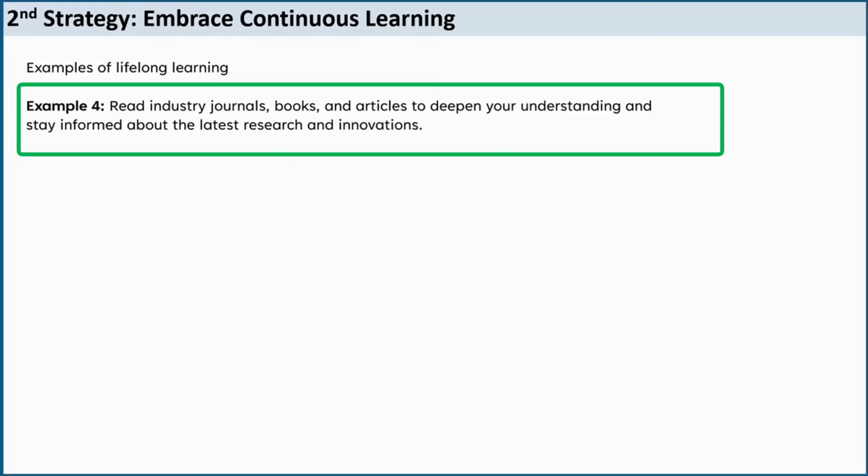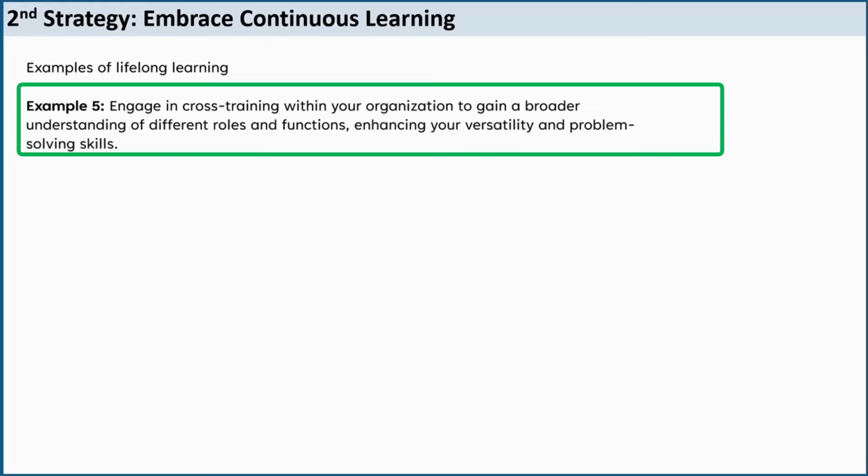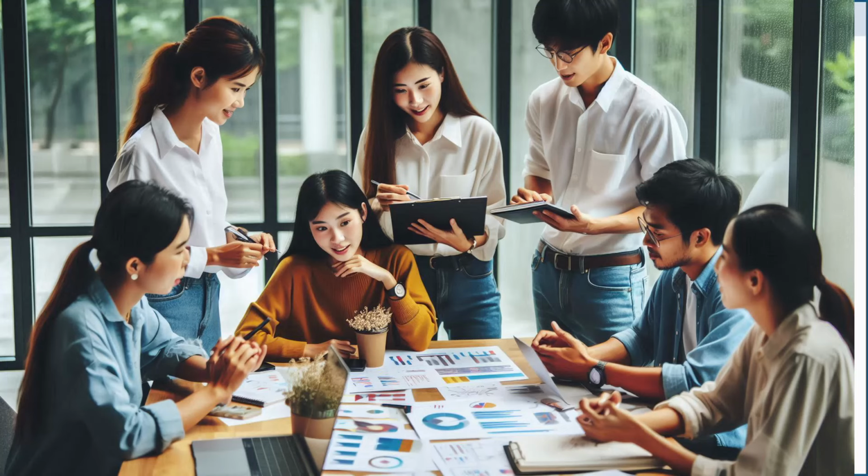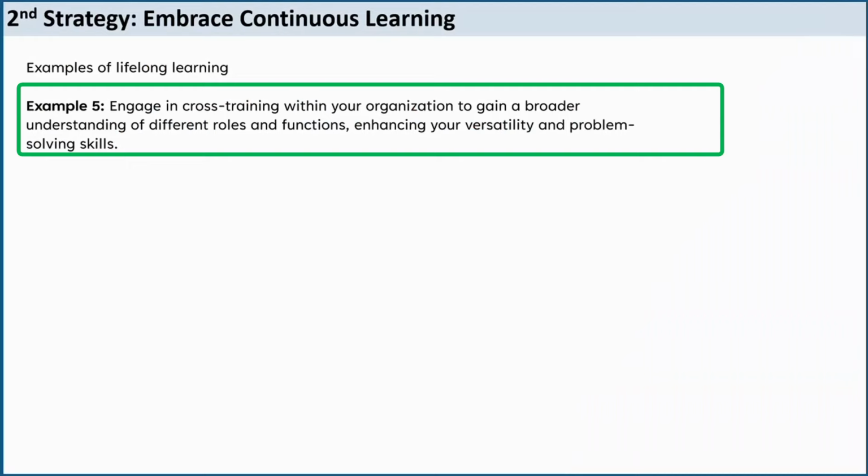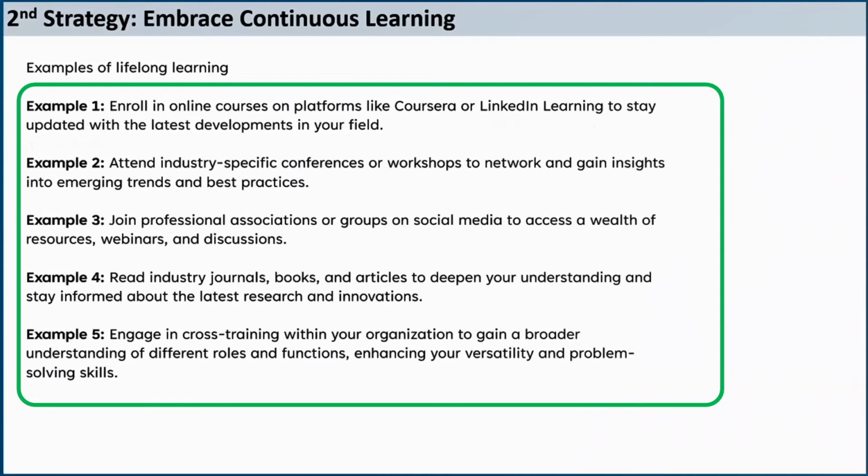research and innovations. The fifth example related to continuous learning is to engage in cross-training within your organization to gain a broader understanding of different roles and functions.